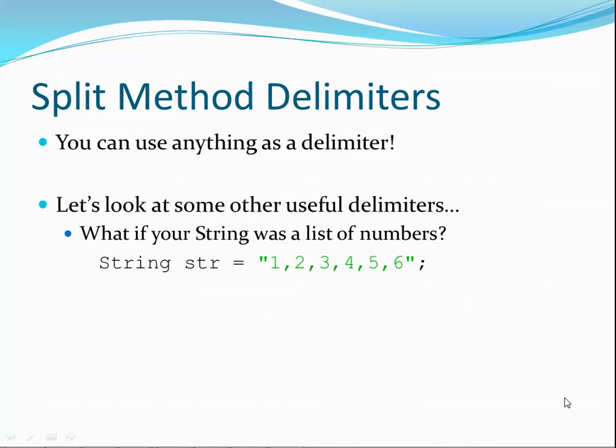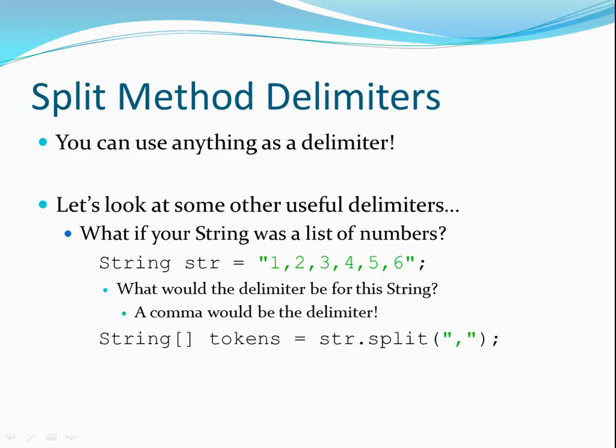What if your string was a list of numbers as shown below? String str equals "1,2,3,4,5,6". Do you know what the delimiter would be for this string? The delimiter would be a comma. String[] tokens equals str.split with a comma as the delimiter.